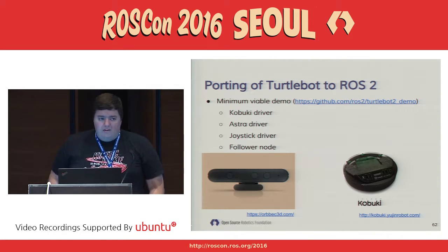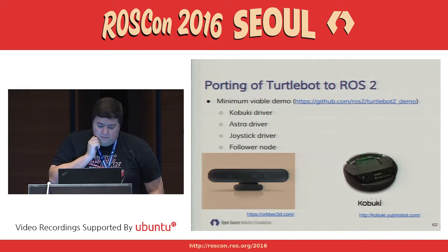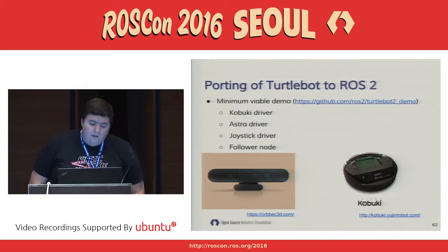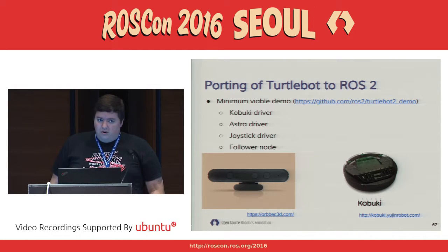And so what we defined as that is a Kabuki driver, which, if you're not familiar with the Turtlebot 2, is the black disk robot that's at the very bottom of the stack. It's made by Yujin. And we also needed a driver for a depth sensor. In this case, we were trying out the Orbbec Astra driver, or Orbbec Astra camera. And we needed a joystick driver to test out driving it around, and we wanted to implement the follower node. And again, for those who are not familiar with the Turtlebot demos, the follower node is just a program that reads data from the sensor and then uses that data to try to follow you around with the Turtlebot.